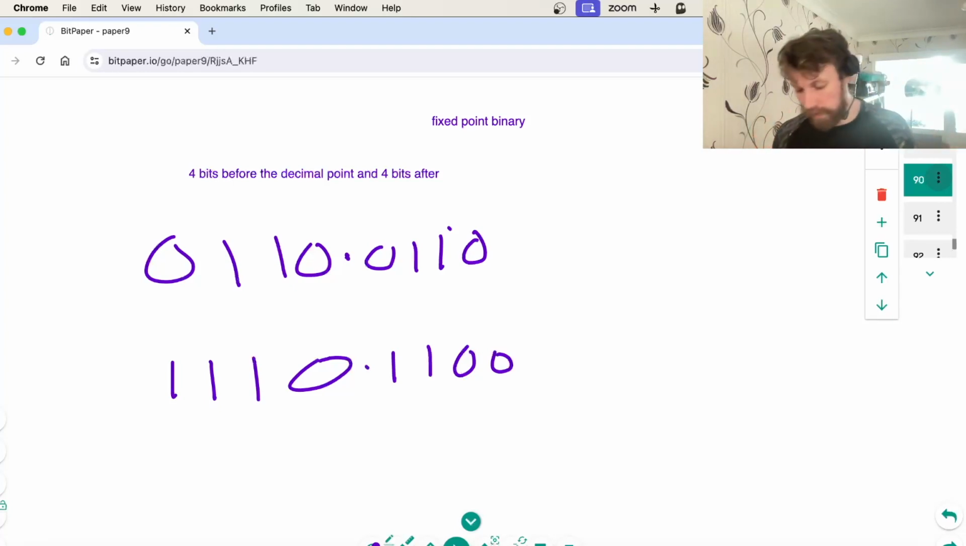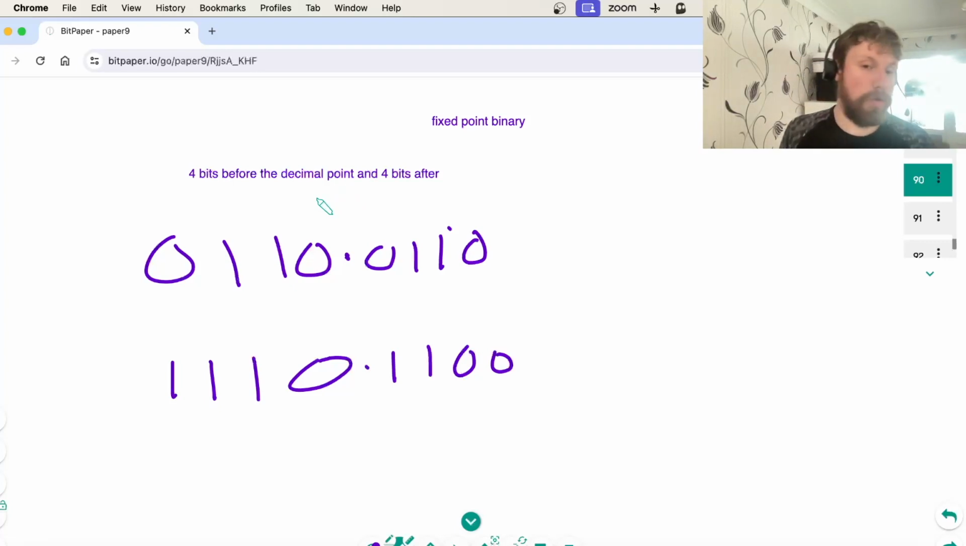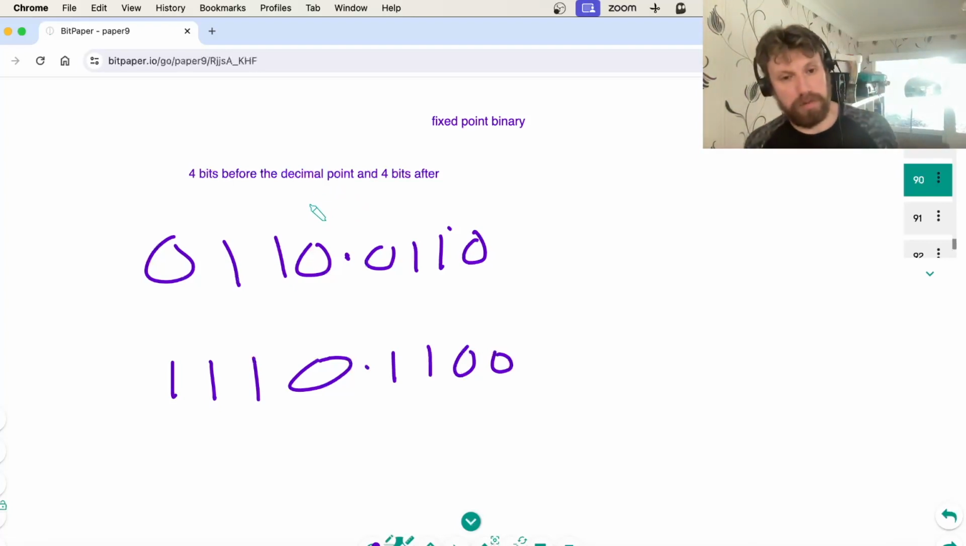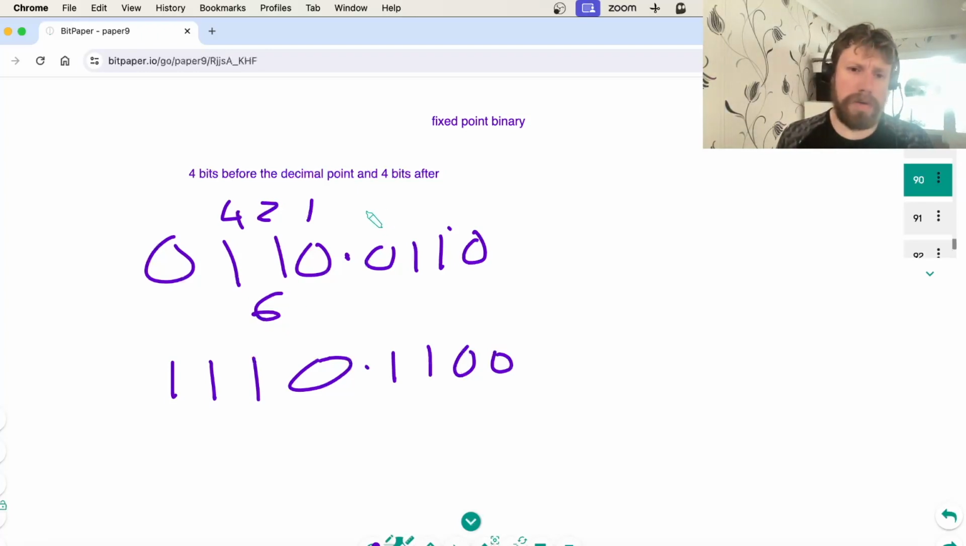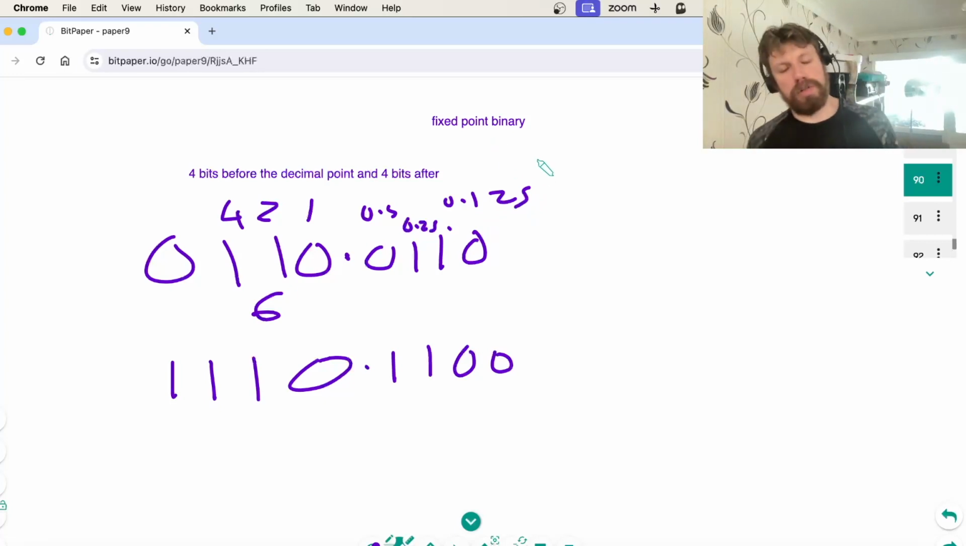So let's get going. So fixed point is essentially quite a standard binary conversion. All it is is that we've got decimal numbers in there as well now. So if you're not familiar with that, this is how you do it. We've got 4 numbers before the decimal point and 4 numbers after it. So here, I just put the decimal point in, and then I go 1, 2, 4. That's going to give me 6. And then this one over here is going to give me 0.5, 0.25, and you just keep halving it, 0.125.